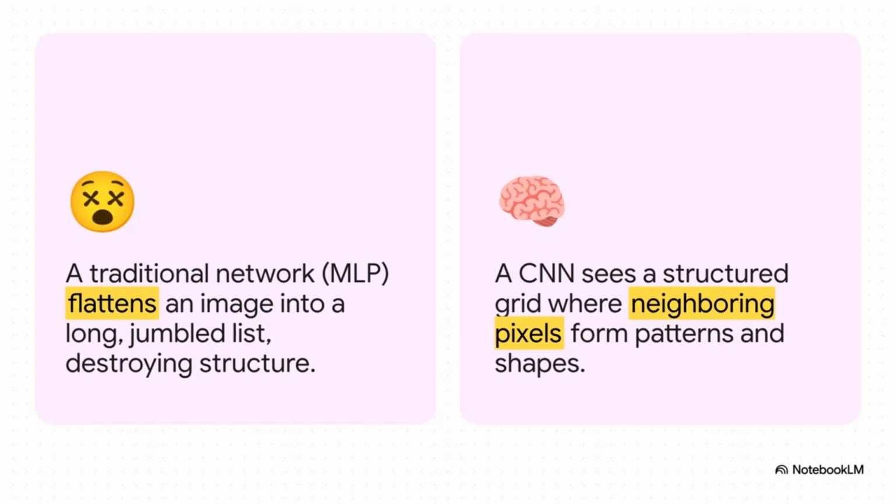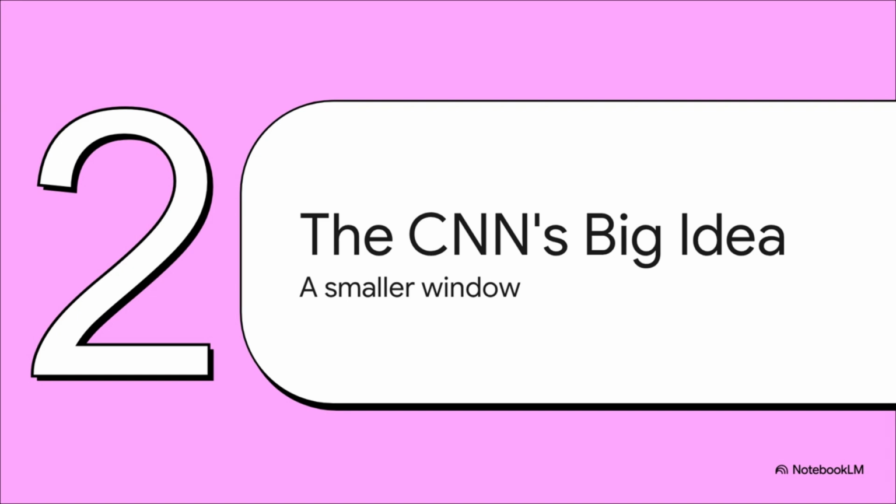Well, the whole problem was the approach. A traditional neural network would take an image and just flatten it, turning it into one long, jumbled up list of pixels. It completely destroyed the structure. It had no idea that a pixel being next to another pixel is what creates a line or a curve. For a human and for a CNN, that spatial relationship isn't just important, it's everything. So, how in the world do you teach a computer to see that structure? The answer was this totally revolutionary shift in thinking, and that is the big idea behind the CNN.